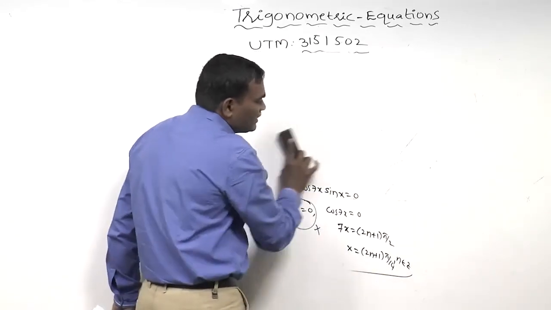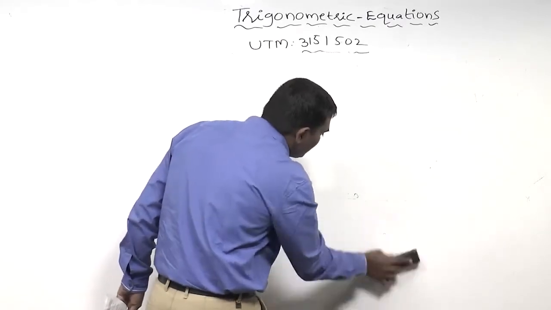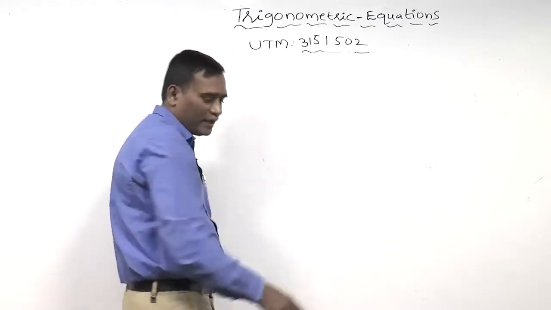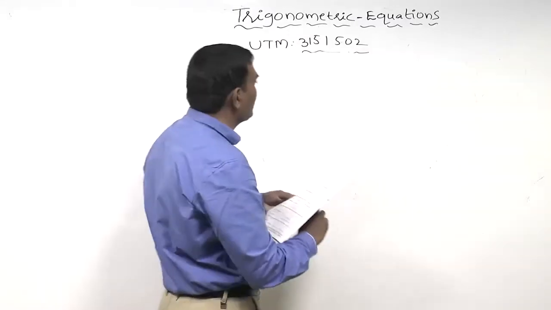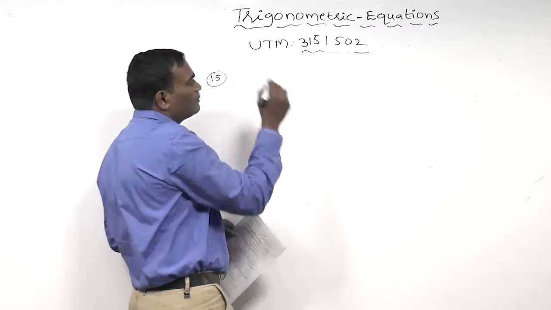Here 5 pi means what? 2 complete rotations is equal to 4 pi. 3 complete rotations is equal to 6 pi. But 5 pi means 2 and a half rotations. How to take 2 and a half rotations? This is the 15th question.